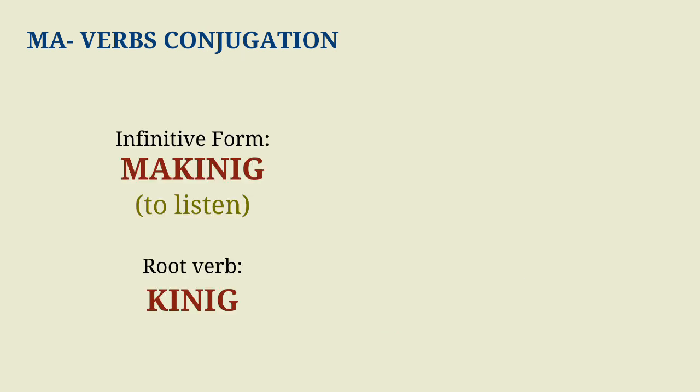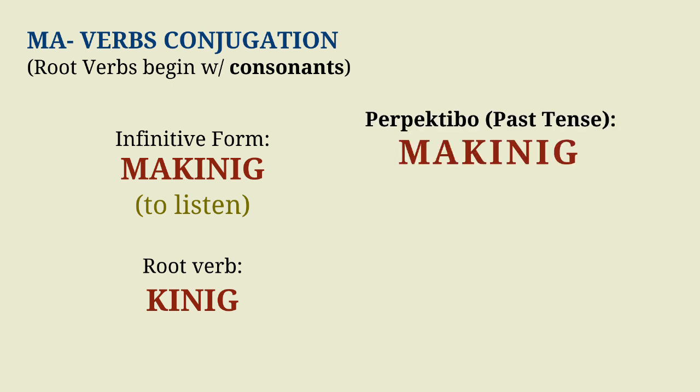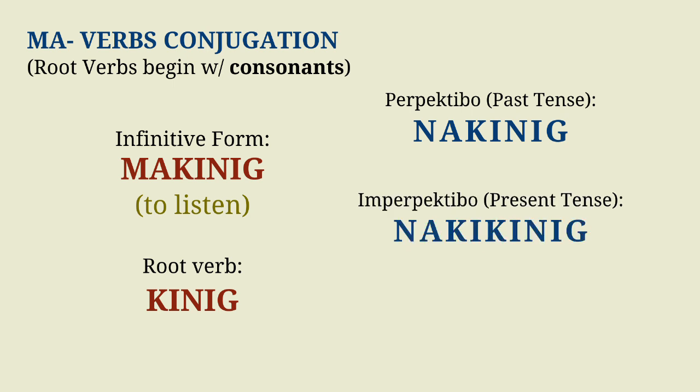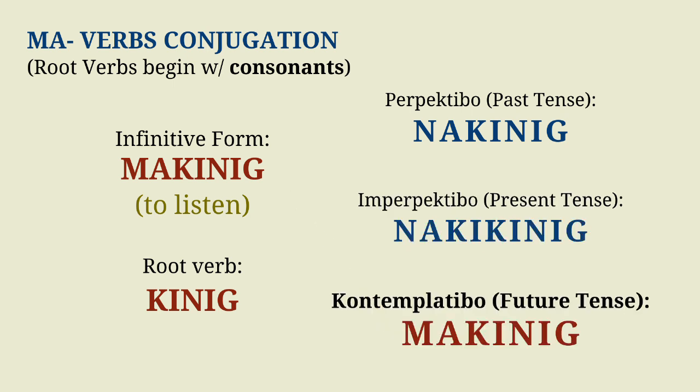Now, for MA verbs whose root words begin with a consonant like makinig, you'll also follow the same rules for mag verbs in the previous lesson. Okay, for the past tense, just change the first letter to letter N, nakinig. For the present tense, you again change the first letter to letter N, and then repeat the first two letters of the root verb, nakikinig. And lastly, for the future tense, repeat the first two letters of the root verb, makikinig.